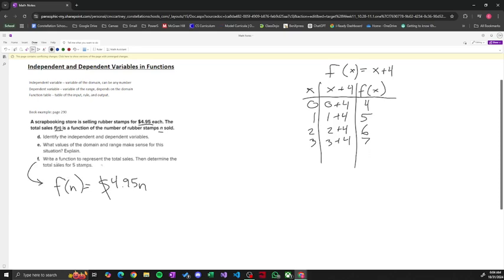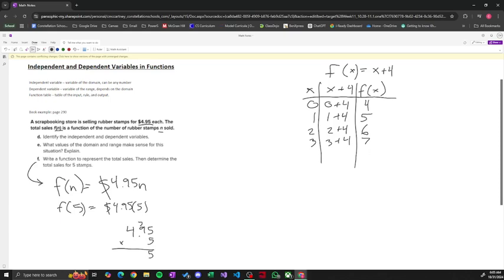Now, we have our function. We wrote it, write a function that represents the total sales, determine the total sales for 5 stamps. So we can say that f of 5, the function for 5 stamps, is equal to $4.95 times 5. So we can do this multiplication. 4.95 times 5. 5 times 5 is 25.